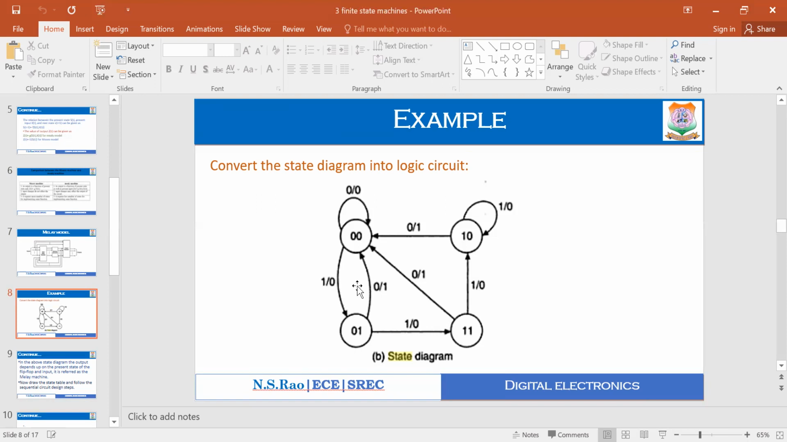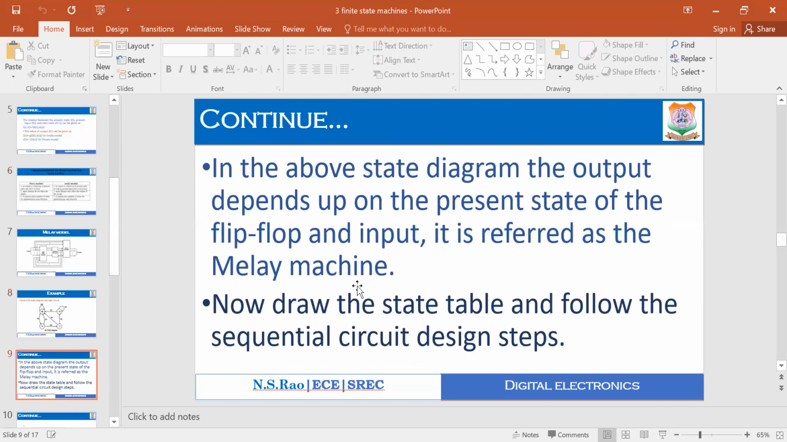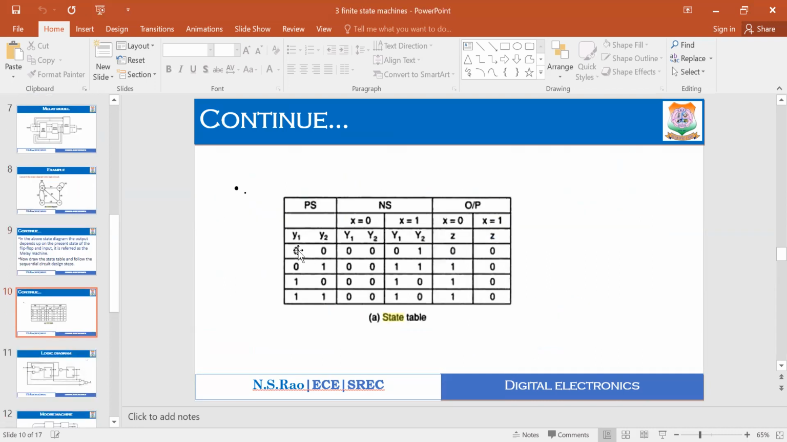So we are representing the same state diagram as a state table. Let us see it in the next slide. So from here, just move the state. It is the 0 0 present state. Whenever x is 0, it goes to the next state 0 0, and the output is 0 here. And in the 0 0 state, when x is equal to 1, it moves to the 0 1 state, and the output is 0. Similarly, we draw the state table for the remaining states also: the 0 1 state, 1 0 state, and 1 1 state here.